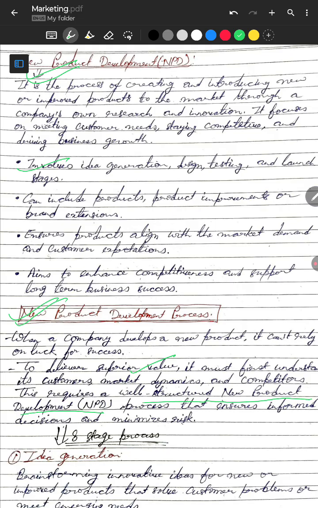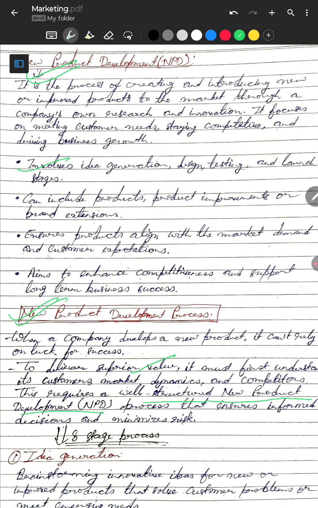Now we will move on to this structured process of new product development. Here we can say that the whole process can be divided into 8 stages. One by one we will discuss all 8 stages of the new product development process. The first stage is idea generation.